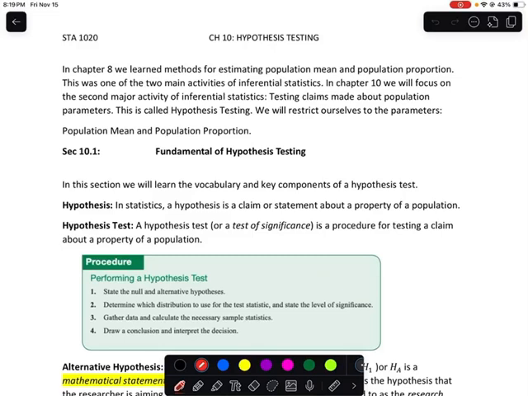Hello, we are now looking at chapter 10, which is about hypothesis testing. In chapter 8, we learned the methods for estimating the population mean and the population proportion.